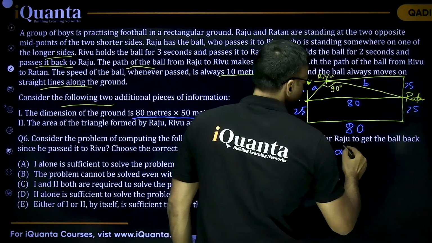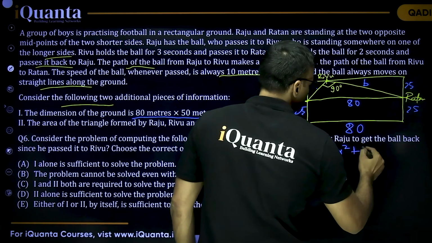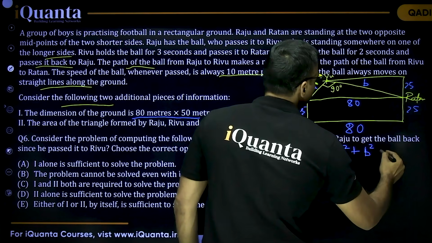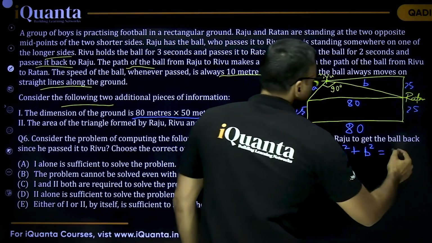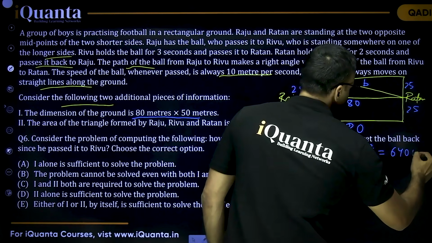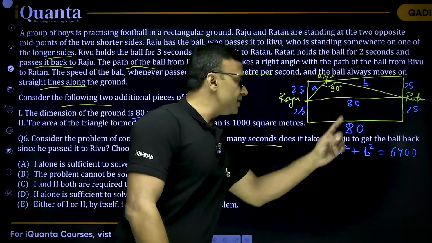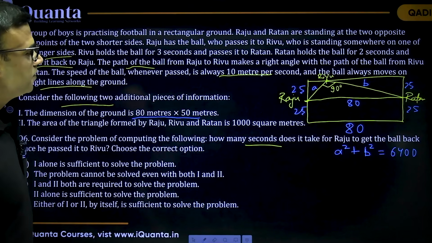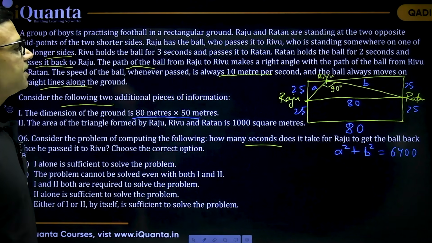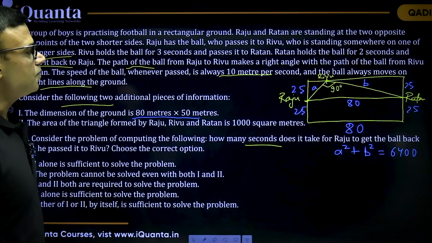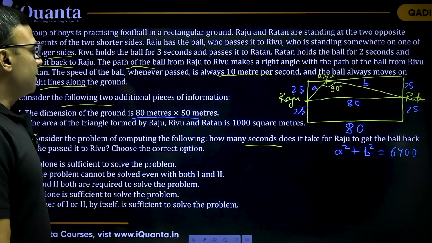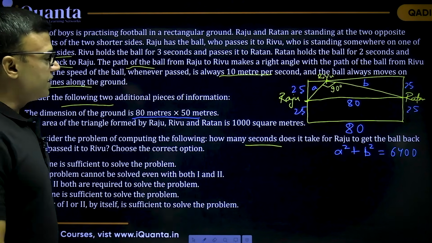So we have A square plus B square equal to 80 square, that is 6400. Right? Is there anything else that we can do? Okay. So A square plus B square is 6400. There's another thing that we can do.